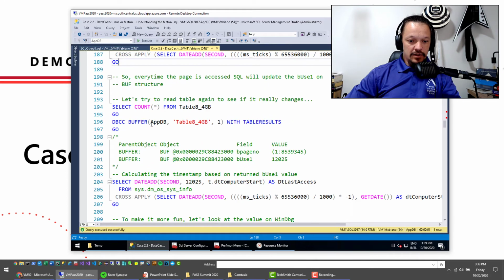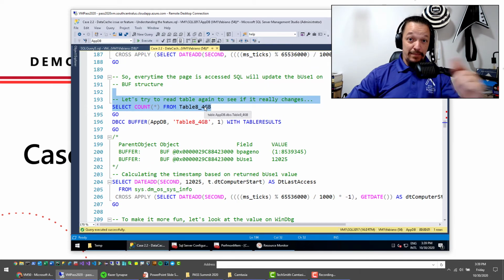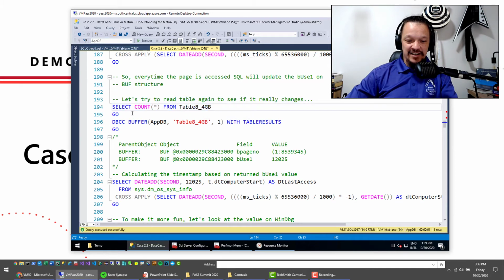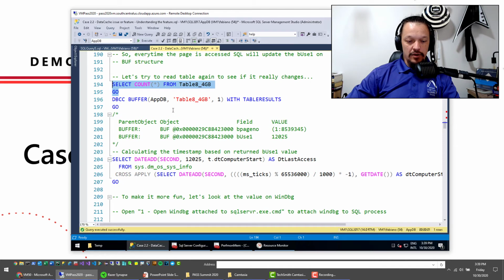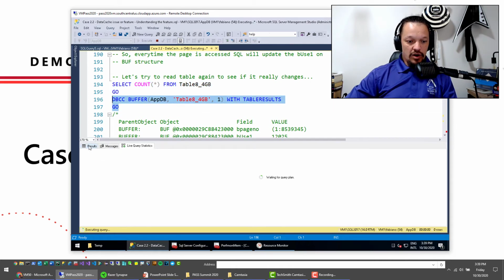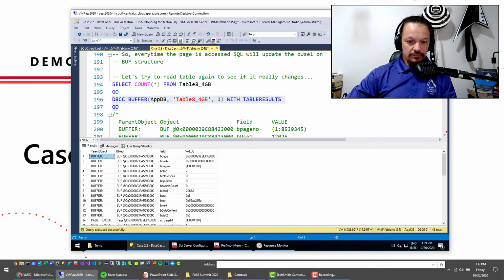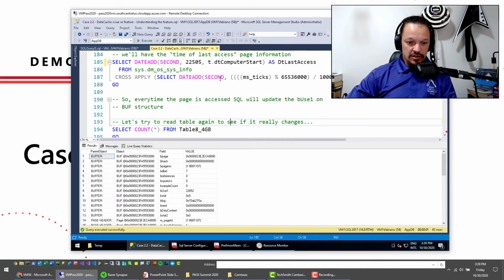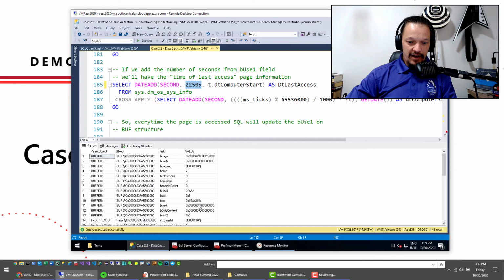All right, let's try to read the table again to see if it really changed. So if I read the page again, now I'm doing a scan here, so it is going to read that page of that table. Let's see if it changes. So the value was 22,505. Now it's 22,652.